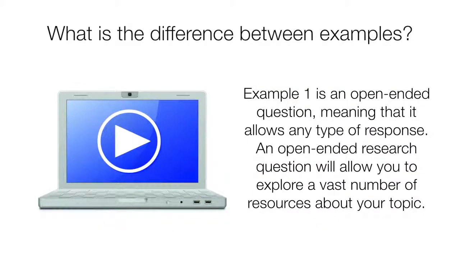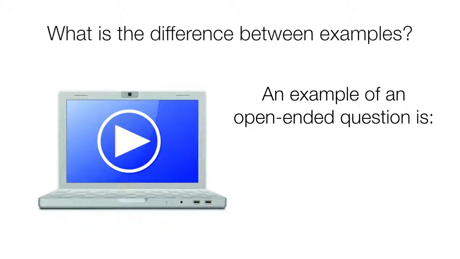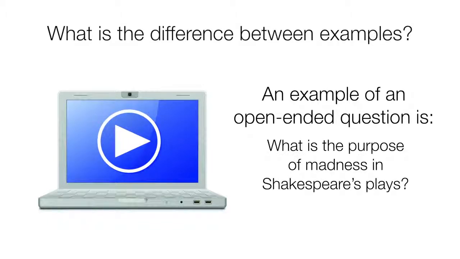Example 1 is an open-ended question, meaning that it allows any type of response. An open-ended research question will allow you to explore a vast number of resources about your topic. An example of an open-ended question is, what is the purpose of madness in Shakespeare's plays?